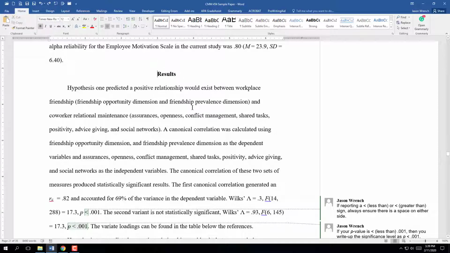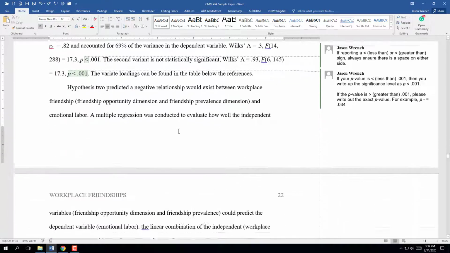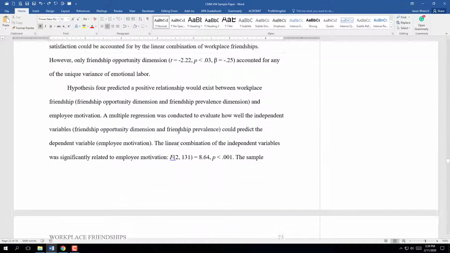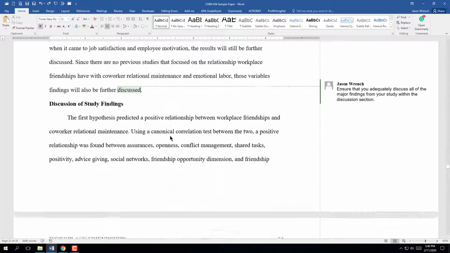This is exactly what it sounds like. This is where you actually provide your results, and depending on the type of study, these results will differ. I'm going to keep going. Then you get your discussion section. This is where you make heads or tails of what it is you actually found.